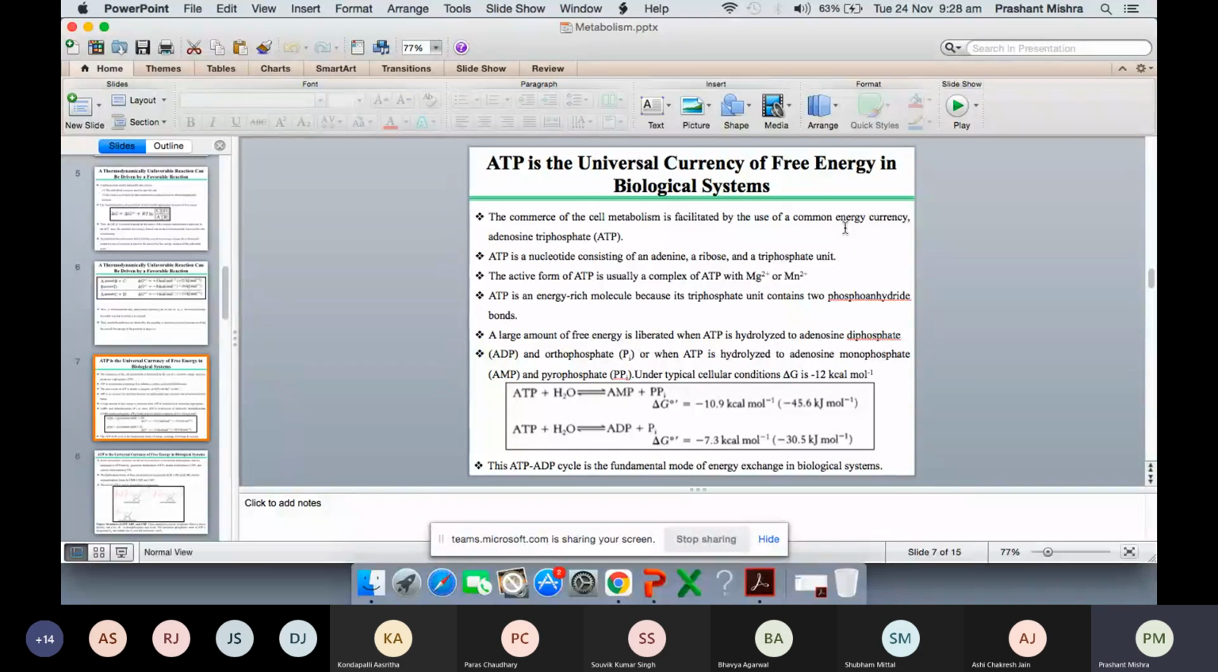ATP is an energy-rich molecule. And why is it so? Because the triphosphate unit contains two phosphoanhydride bonds. I will further explain what energy actually means. So I'll pose a question and I would like to learn from you. If I say ATP is a high energy rich molecule, what does it mean? Any one of you? Normally, the general wisdom is that if I have a molecule and if I have to break a bond, I should spend energy, isn't it?